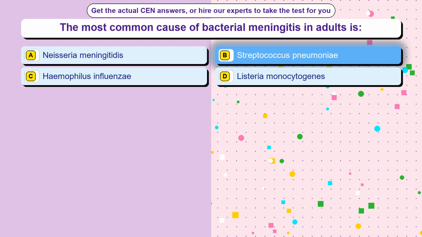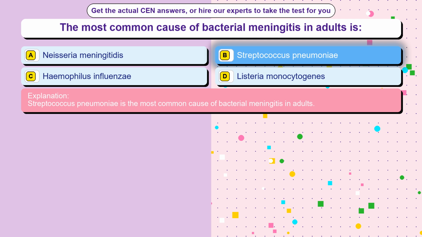The correct answer is option B. Streptococcus pneumoniae. Streptococcus pneumoniae is the most common cause of bacterial meningitis in adults.